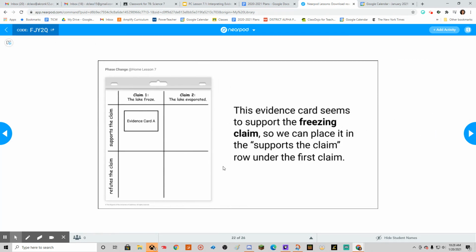So this evidence card seems to support the freezing claim, so we can place it in the supports the claim row under the first claim. So you could place evidence card A under supports the claim for the lake froze, based on the reasoning on the previous slide.